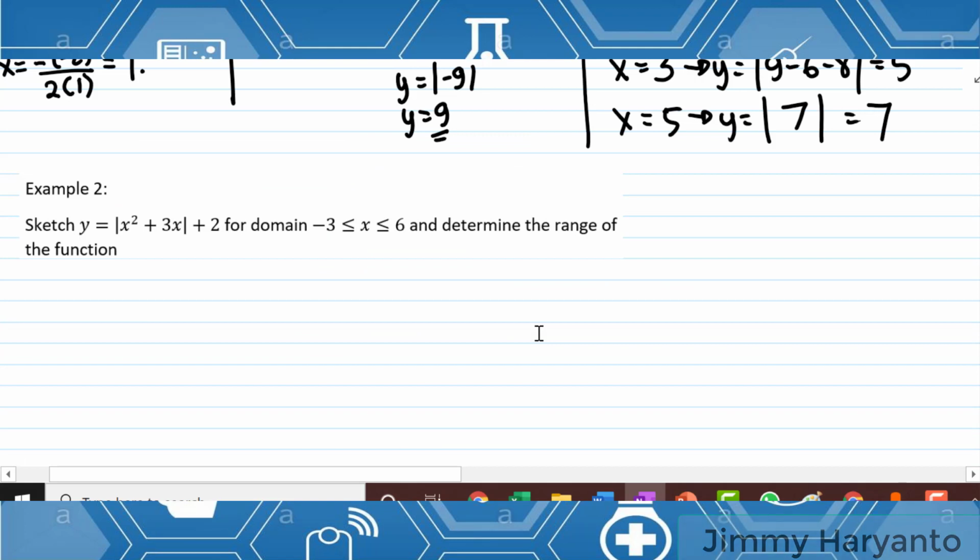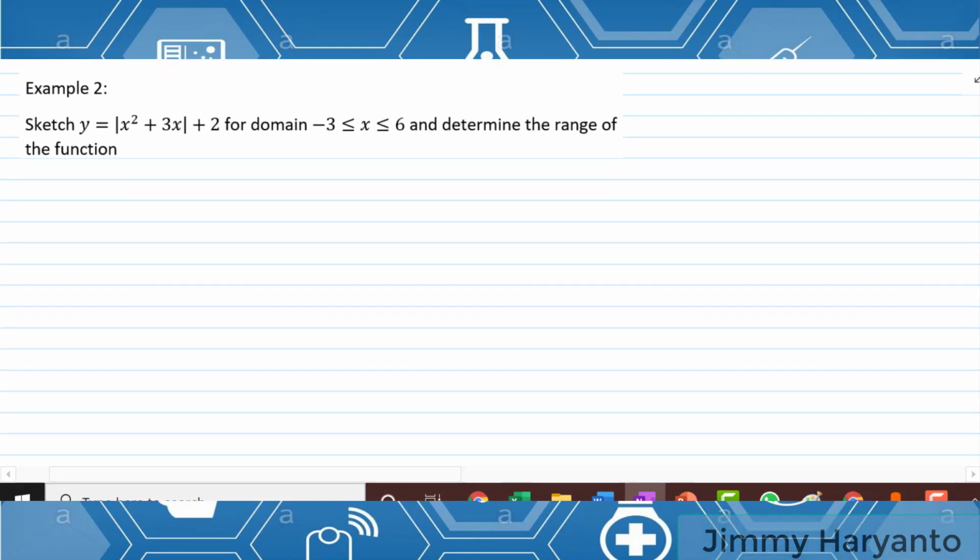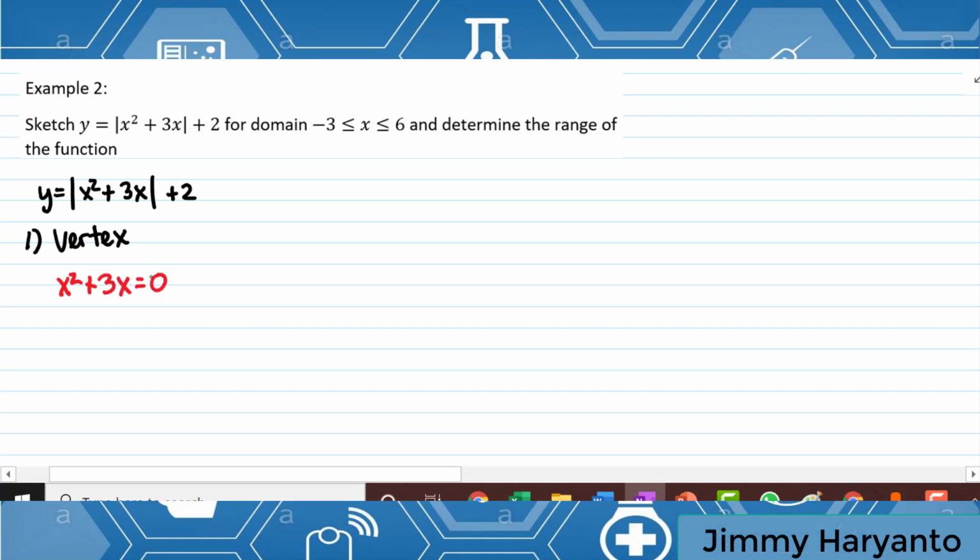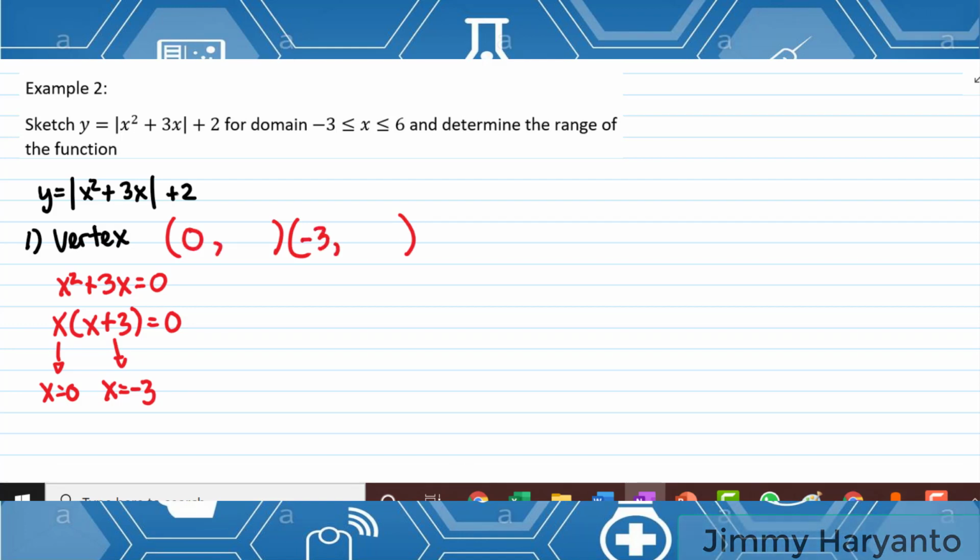Next, okay, next is number 2. Let's try number 2. We have absolute value of x squared plus 3x and then plus 2 ya. First we have to find the vertex. The vertex will be x squared plus 3x, make it 0, we have to factorize it. x times x plus 3 equals to 0, and then for this one will be x equals to 0, and this one will be x equals to negative 3 ya. So the vertex we have 0 and negative 3 comma, and the yv is 2.